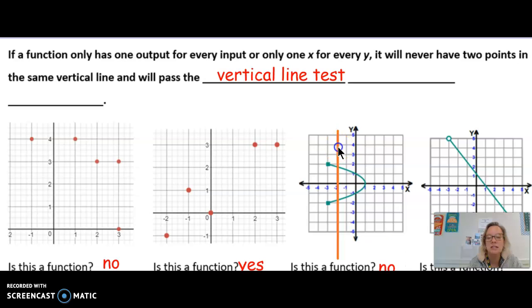And if I look at this last one, sorry, you got to keep remembering to grab my line. This one, even though it's also a line instead of a set of points, it does pass the vertical line test. And so this one would be a yes. This is a function, because when I take my vertical line, it never crosses through 2 points at once.